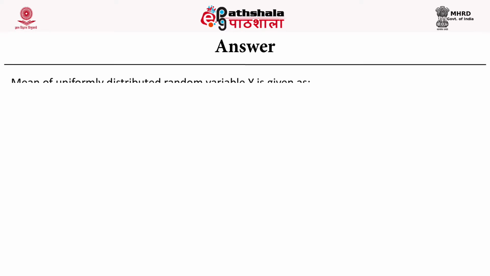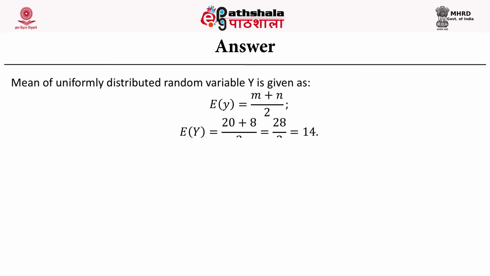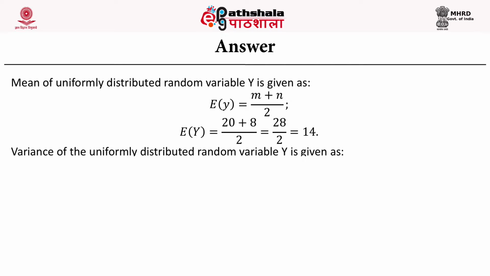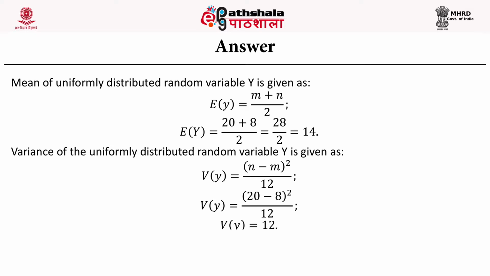The mean of the uniformly distributed random variable y is given as expectation of y, which is equal to m plus n upon 2. After putting the values of m and n, we get the result as 14. The variance of the uniformly distributed random variable y is given as variance of y, which is equal to n minus m whole square upon 12. After putting the values of n and m, we get 20 minus 8 whole square upon 12. So the variance of y is equal to 12.